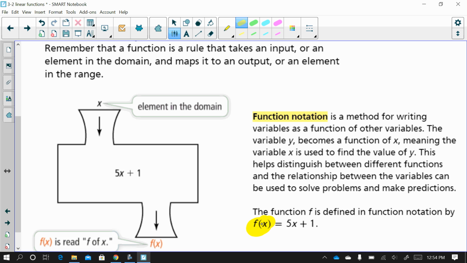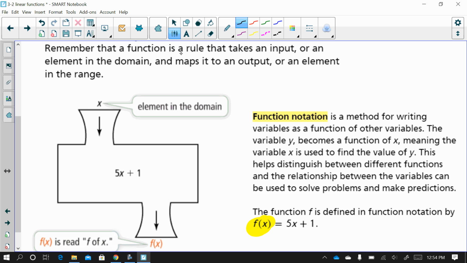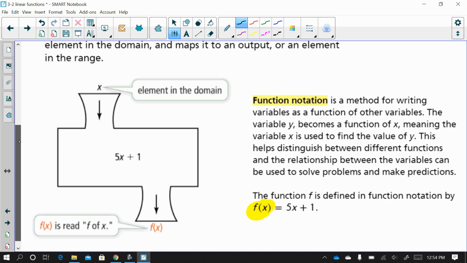So f of x is the same thing as y. It's saying it's a function of x. So the function f is defined in function notation by f of x equals 5x plus 1. So it's saying x is what our function depends on. So x comes in, goes through the rule, and f of x comes out.